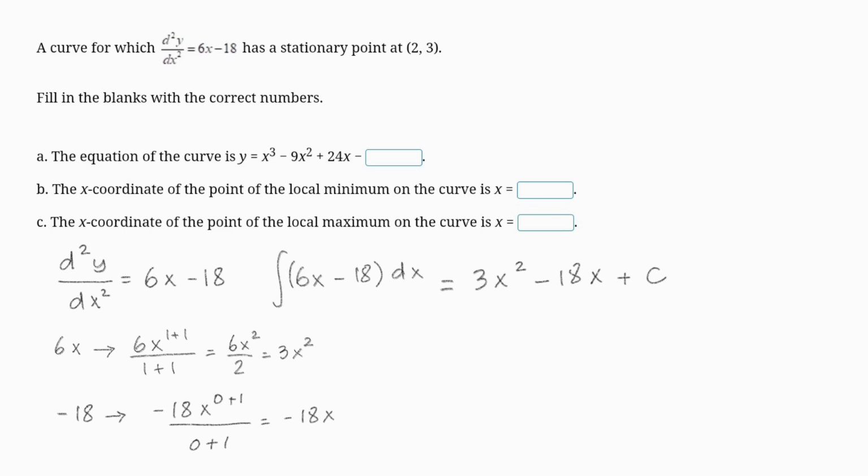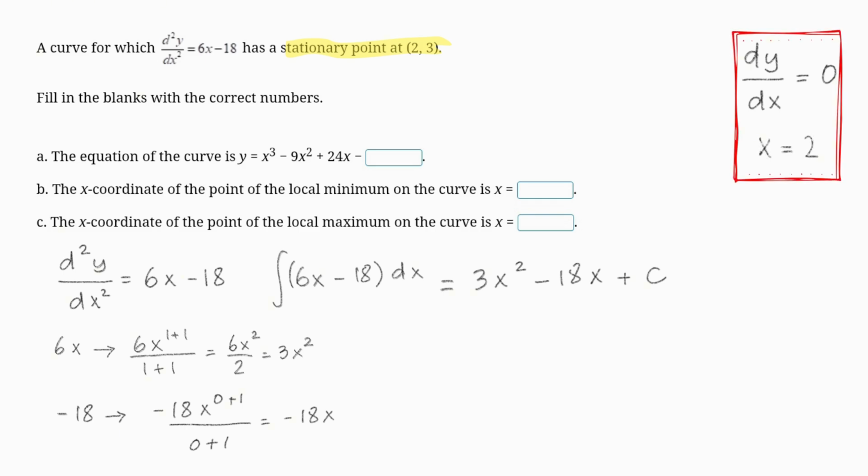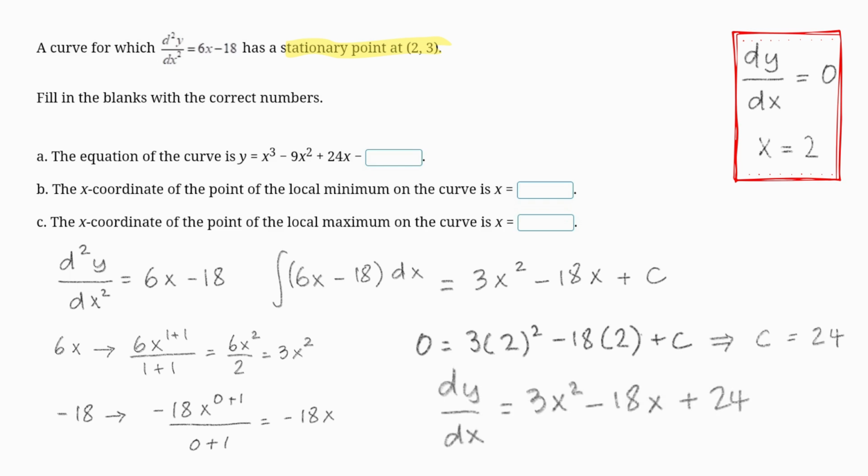Now, here is the trick. The problem says there is a stationary point at 2, 3. At any stationary point, the gradient is 0. So, we substitute in x equals 2 and set dy over dx to 0. We get 0 equals 3 times 2 squared minus 18 times 2 plus c. So c equals 24. Our gradient function is dy over dx equals 3x squared minus 18x plus 24.